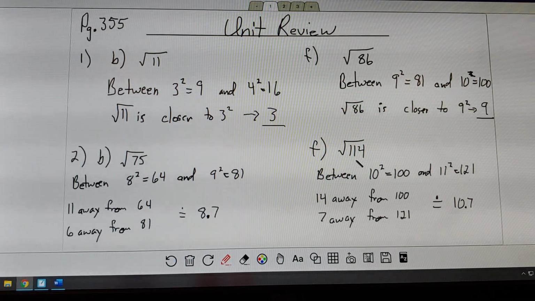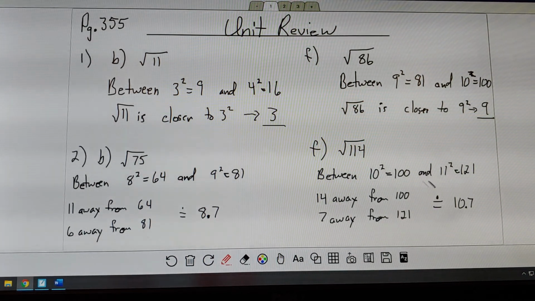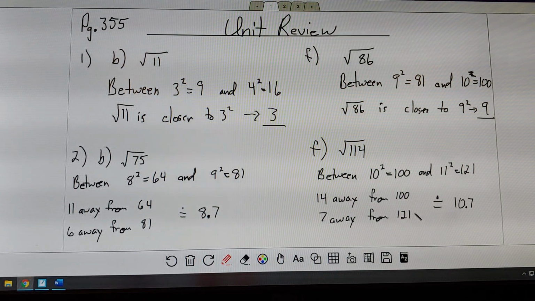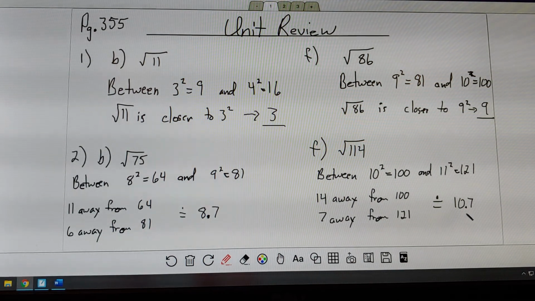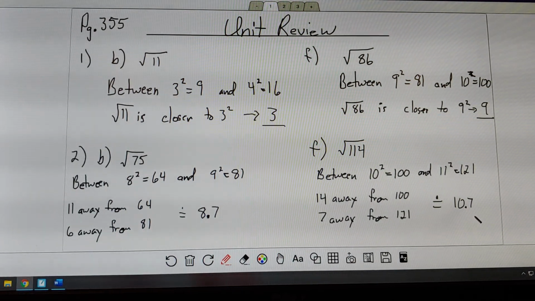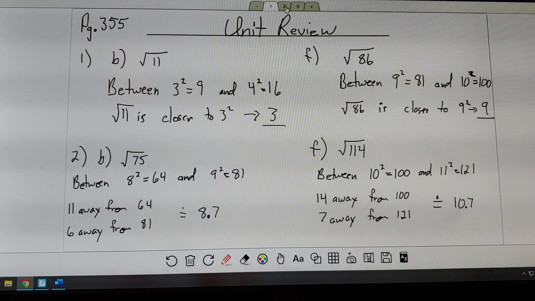Square root 114. So 10 times 10 is 100. 11 times 11 is 121. And now we see how far it is away from 100 and 121. It's 14 away from 100, 7 away from 121. So we know it's closer to 121. So again, I took an estimate of about 10.7 for that one.